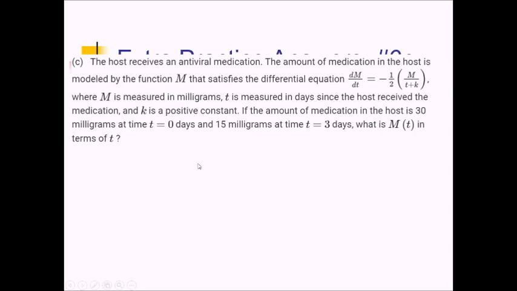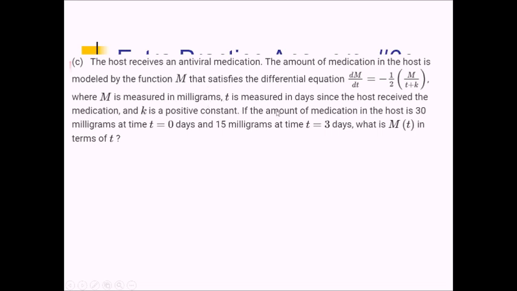For the last part of this one, this part's kind of a beast. It doesn't even require the original part of the problem. It's, for all intents and purposes, kind of an independent problem. They're saying the host receives an antiviral medication. The amount of medication in the host is modeled by the M function, which satisfies this differential equation here. And let's see, M is in milligrams, t is in days, whatever. K is a positive constant.